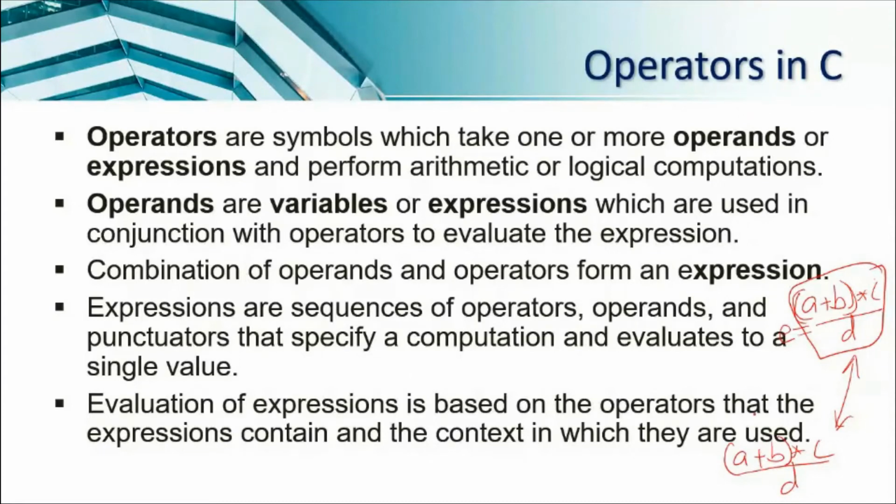The operators perform on the operands. When we put A plus B within brackets, that means A plus B is to be done first, and then it should be multiplied with C. If it is put like this, A plus B into C, it means B into C is to be done first, and then we have to do A. So that is the order in which the operators are to be applied, which depends on the precedence of the operators. That also we will see in this class, or probably in the next class.